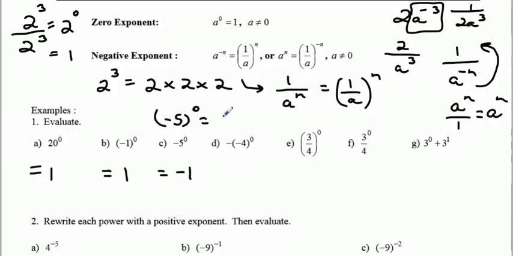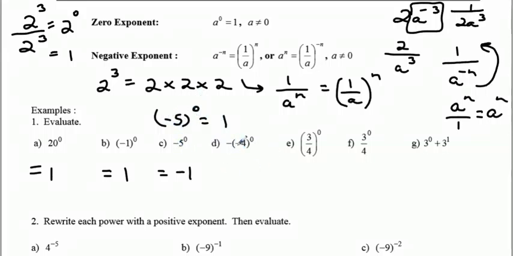So this has an answer of 1 because negative 5 is the base to the 0. That's 1. Anything, even a negative to the 0, is 1. This is not a negative to the 0. It's only a positive 5 to the 0, and then we're making the answer negative. There's a big distinction between these brackets, and hopefully in grade 9 you understood the difference between those two.